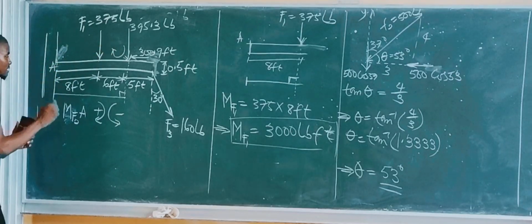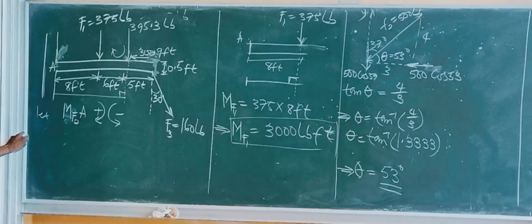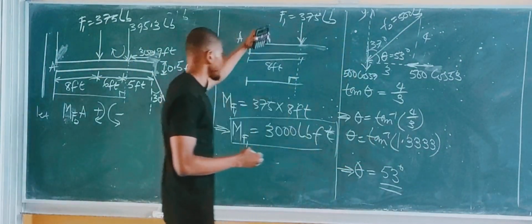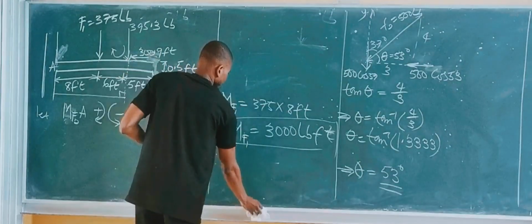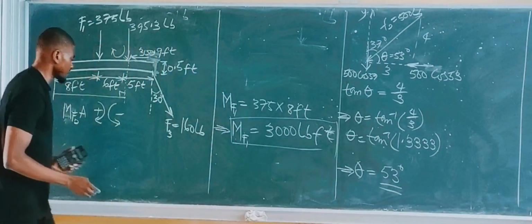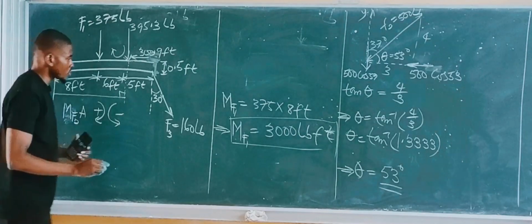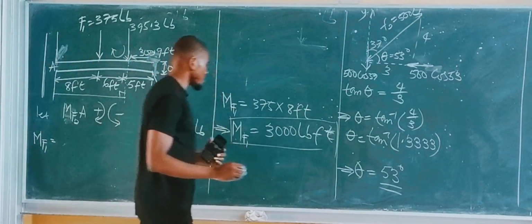So therefore, the first moment, you can simply call that MF2. Let me wipe this side down. Okay, I will put down the moment of the first force, MF1, equal to, we have 3,000 pound-feet.